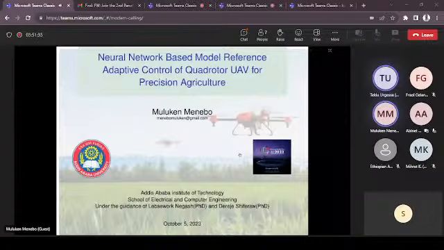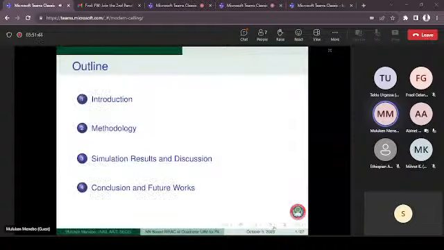Okay. Good afternoon, everyone. My name is Muluka Manego. Here I'm going to present neural network-based model reference adaptive control for quadrotor UAV. Here is what I'm going to present in this conference. On the first part, we will see what is precision agriculture and how it is important for our farmer and how we can integrate aerial vehicle with machine learning approach for precision agriculture. Finally, based on the simulation discussion, we can make some concluding remarks.